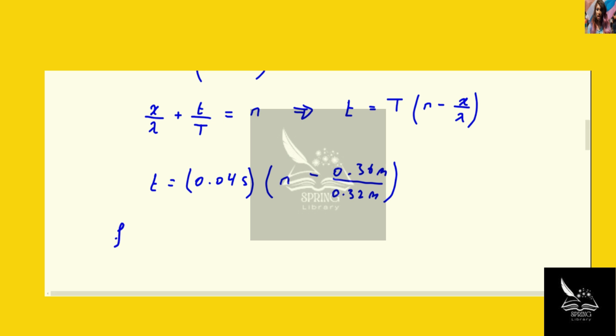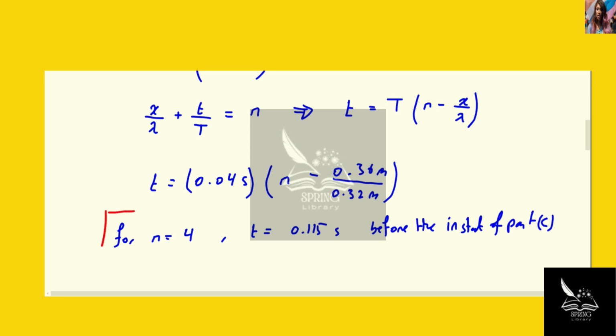And for n equal 4, the time t will be equal to 0.015 or 0.115 seconds before the instant of part C. So before the instant of part C. So this is the answer.